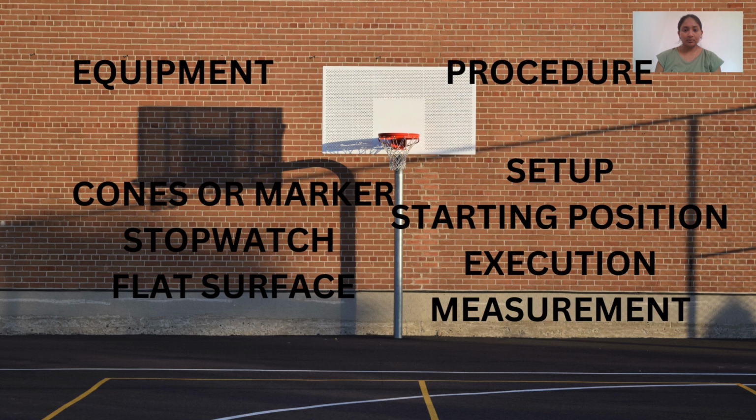The player starts in an athletic stance with feet shoulder-width apart at the base of the T. Execution: on the command, the player sprints to the top of the T and touches the cone with one hand.